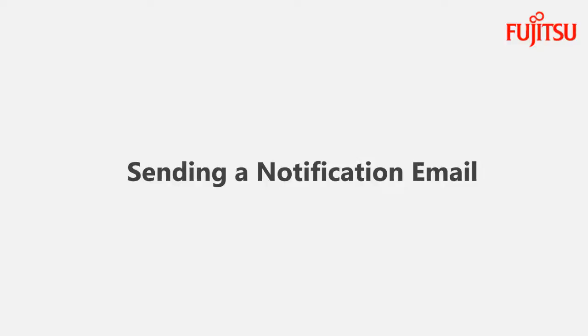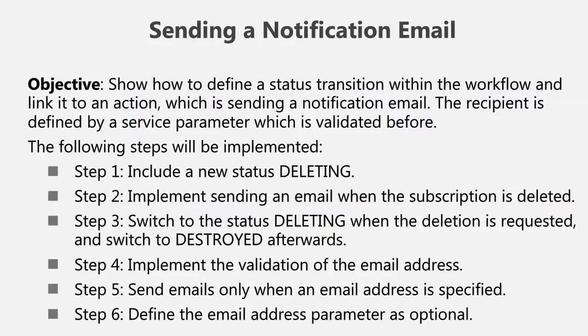The first task is to define a status transition within the workflow and link it to an action, which is sending a notification email. The recipient is defined by a service parameter which is validated before. In the following, we will show you the required changes in the source code. When you search for the changes in the source files yourself, search for Tutorial 1.